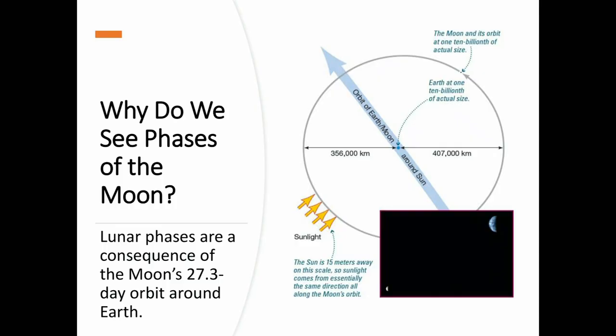So in this picture, the sun is down in the bottom left of this picture. This circle is the orbit of the moon. And so at different points on the moon's orbit, different sides of it are going to be illuminated.